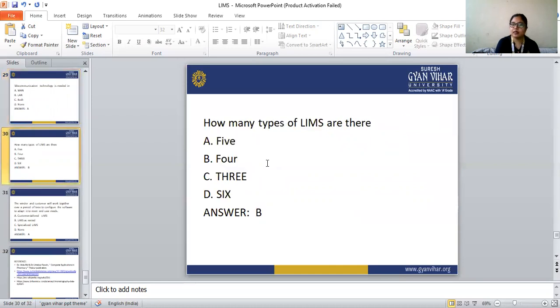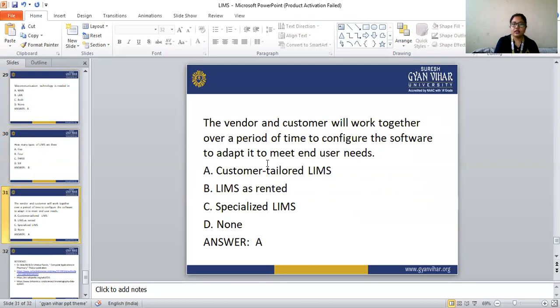How many types of LIMS are there? There are four types: customer tailored LIMS, pre-configured LIMS, specialized LIMS, and rented LIMS. The vendor and the customer will work together over a period of time to configure the software to meet end user needs. In which LIMS? For a customer tailored LIMS, the vendor and the customer have to work together. The correct answer is A.